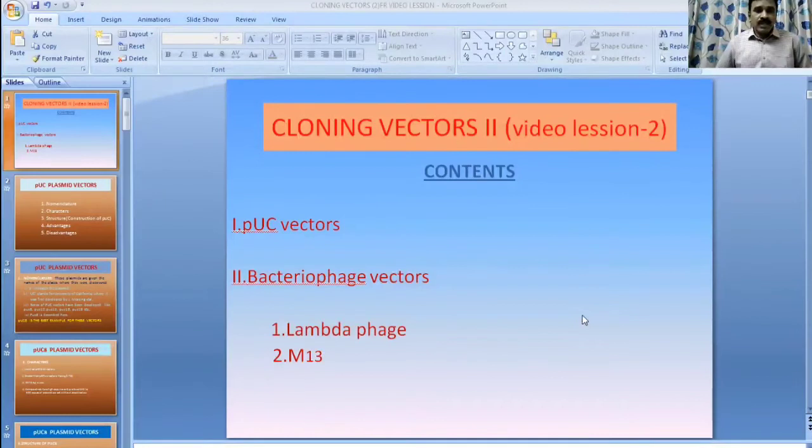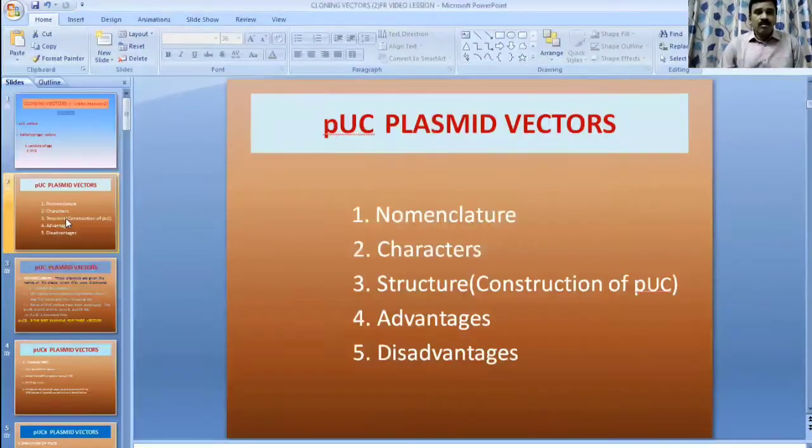So in this lesson, I will explain about the pUC vectors, which are one of the plasmid vectors, and another type of cloning vectors, that is bacteriophage vectors. Okay, let us see. First, pUC plasmid vectors.